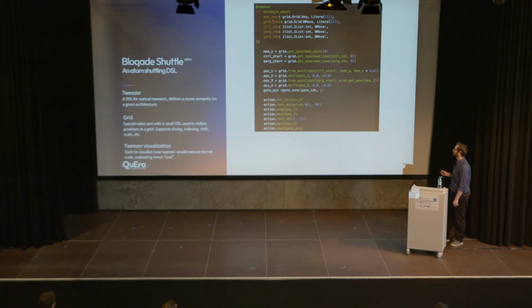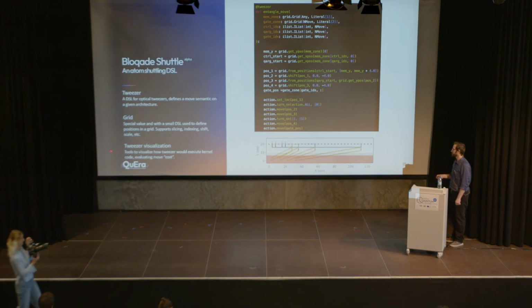The reason for a grid is that that is right now how you actually think about the configuration of the optical tweezers. So we provide a lot of support for manipulating this grid, whether it's slicing, indexing, shifting, scaling, lots of different things that you might want to do to define the path in which the atoms take during the execution of a move itself. We also have visualization tools.